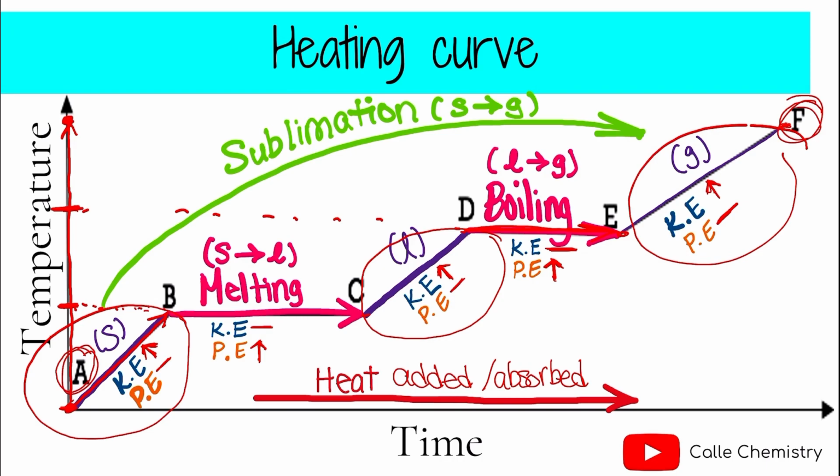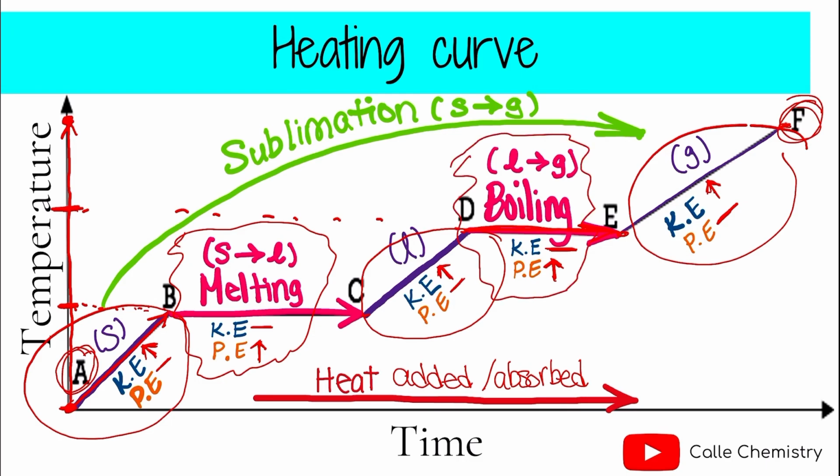And on the flat lines, the kinetic energy is staying constant and the potential energy is increasing.